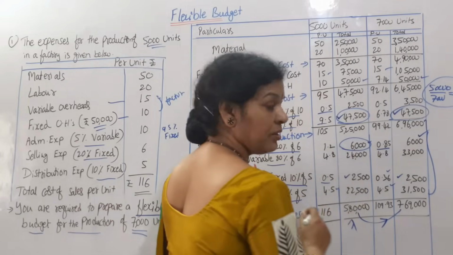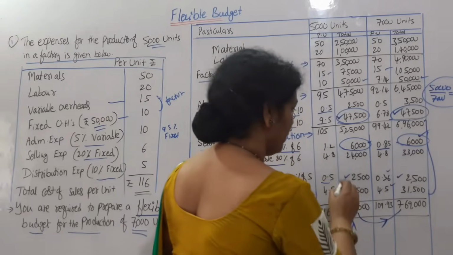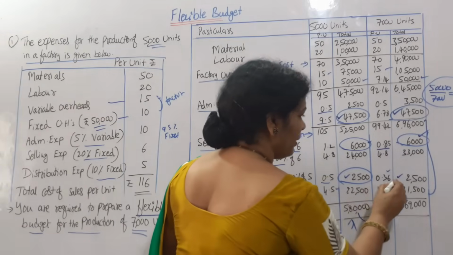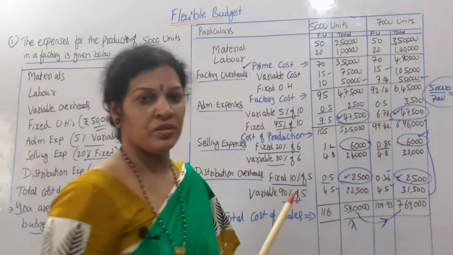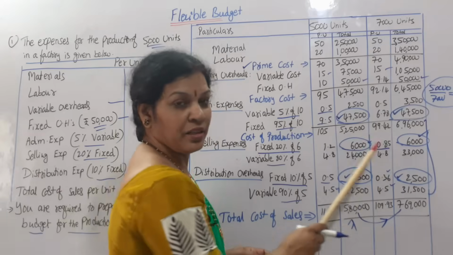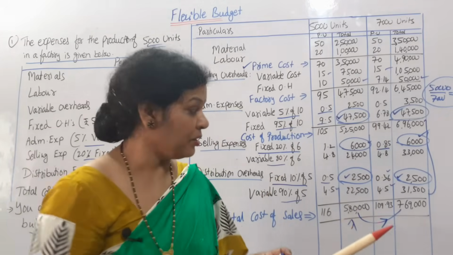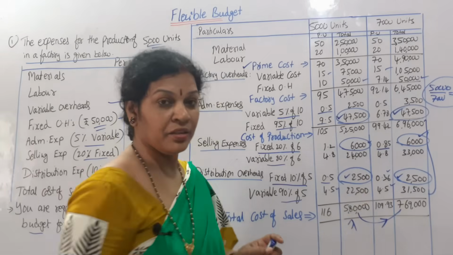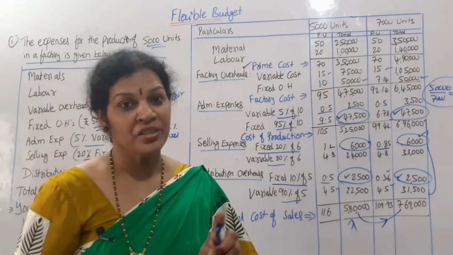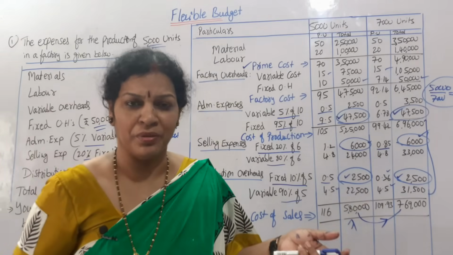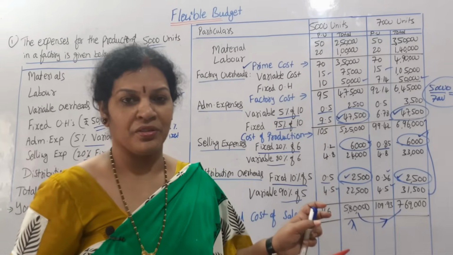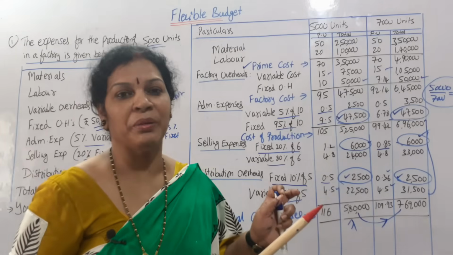Once you fix it, here also same. This one also, 2,500 we have fixed. Here also same. And variable cost you can calculate later, per unit. When it comes to variable cost, it changes because it is variable. Fixed is always fixed. This funda you have to remember.